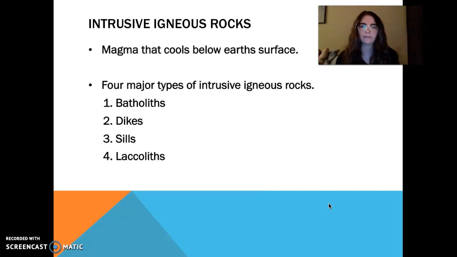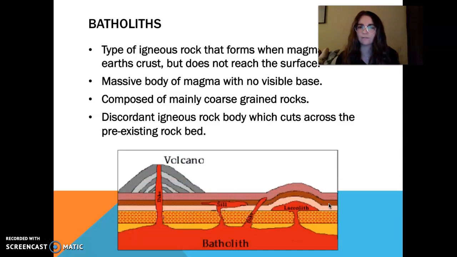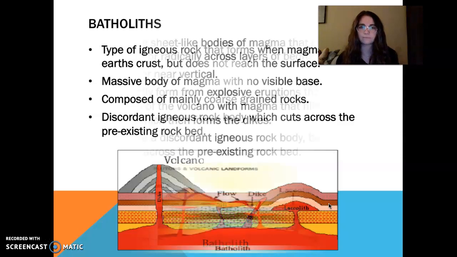There are four major types of intrusive igneous bodies, and that is batholiths, dikes, sills, and laccoliths. Batholiths are a type of igneous rock that forms when magma rises to Earth's crust but doesn't reach the surface. They are a massive body of magma with no visible base, as we can see here in this photo, and they're composed mainly of coarse-grained rocks. They're considered discordant igneous rock bodies because they cut across the pre-existing rock bed.